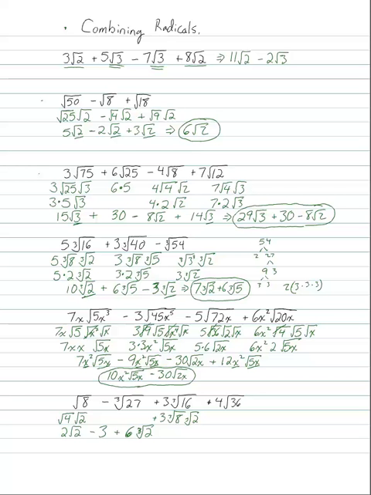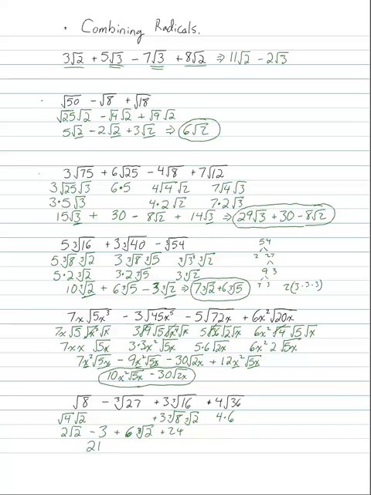4 square roots of 36. 36 is a perfect square. So I'll get 4 times 6. So plus 24. Look for like terms. Well, my numbers are alike. Negative 3 plus 24 will just be 21. So then I have 2 square roots of 2 plus 6 cube roots of 2.